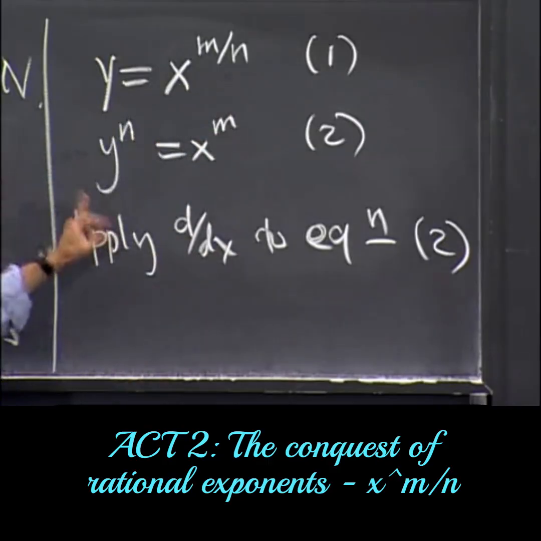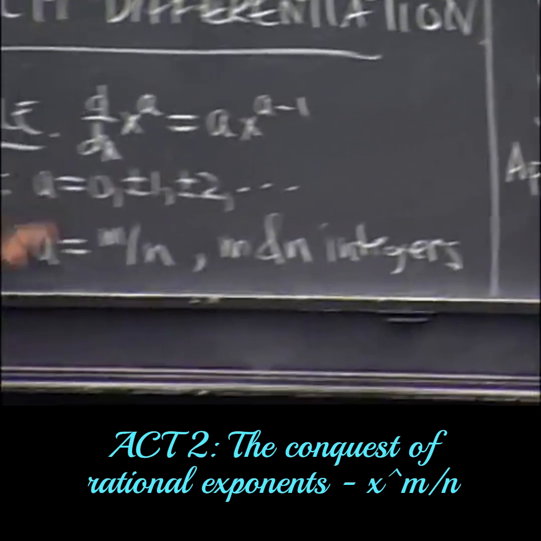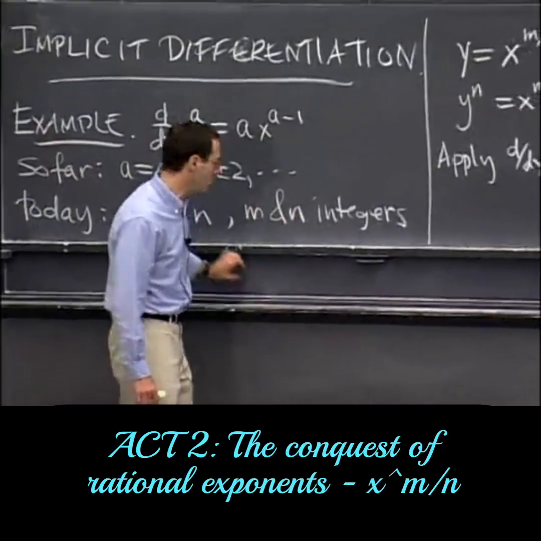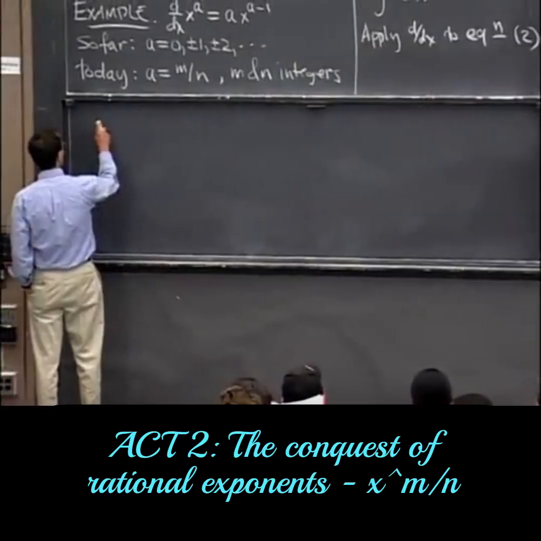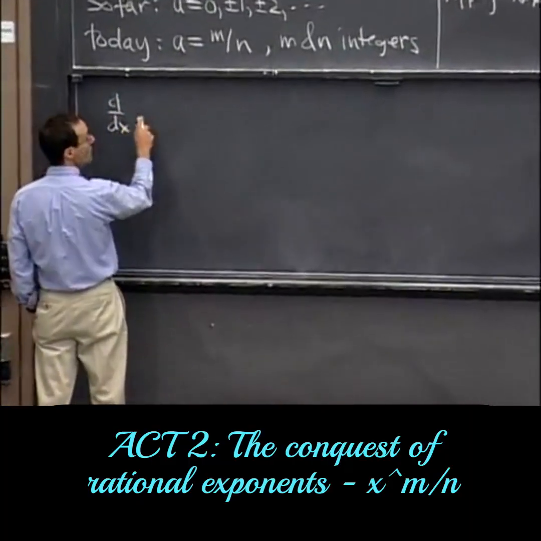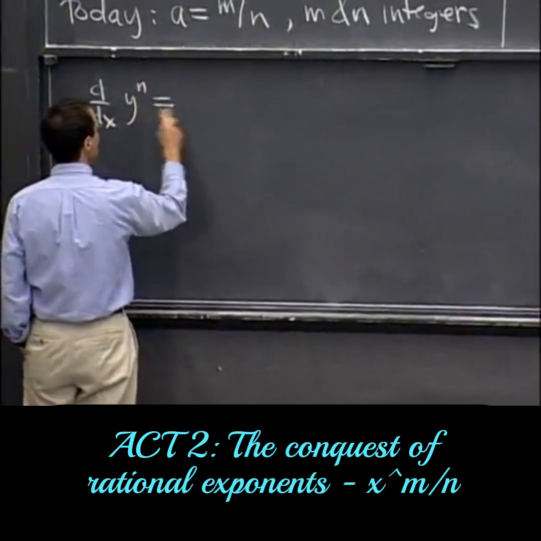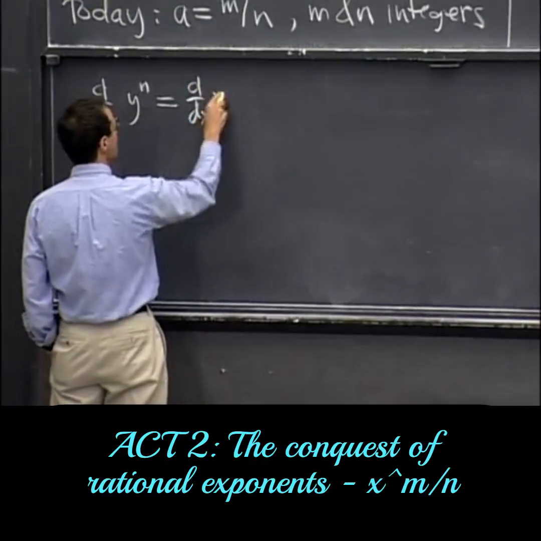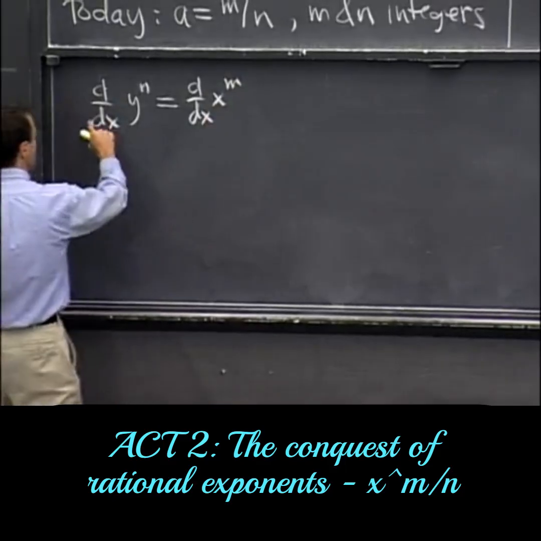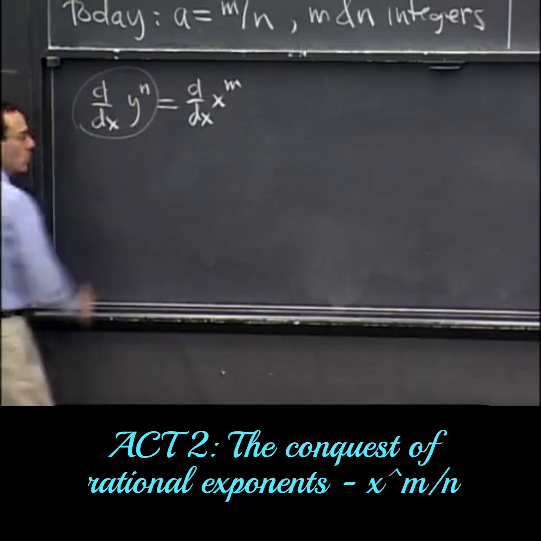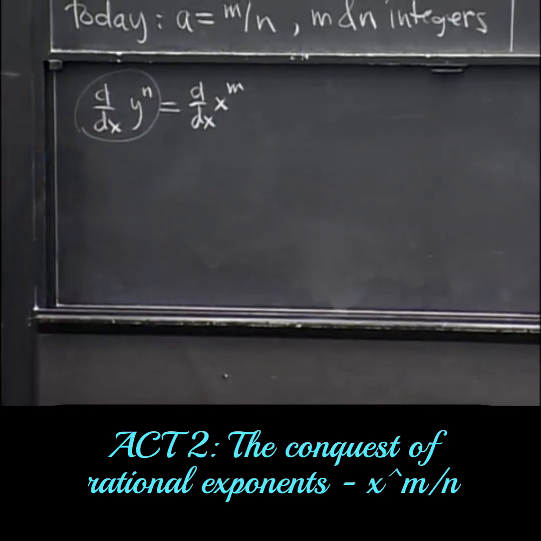But we do know how to differentiate integer powers. Those are the things that we took care of before. So now we're in shape to be able to do the differentiation. I'm going to write it out explicitly over here without carrying it out just yet. That's d by dx of y to the n is equal to d by dx of x to the m power.